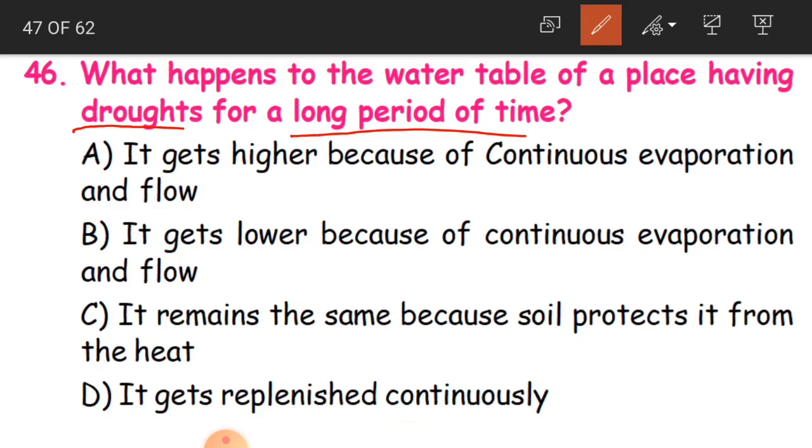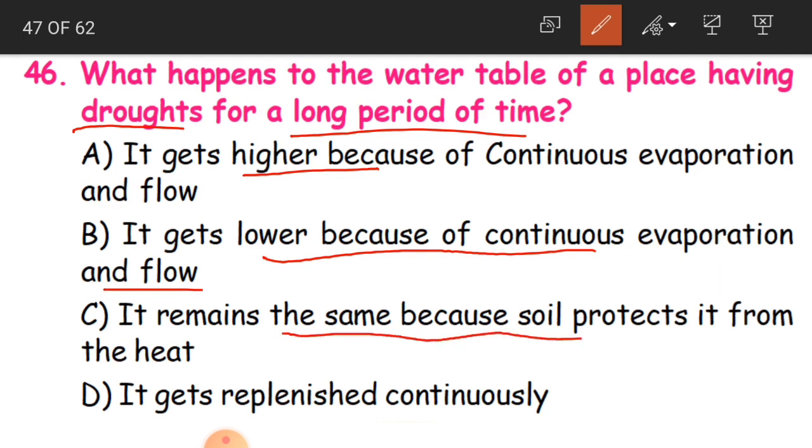A option is it gets higher because of continuous evaporation and flow. B option is it gets lower because of continuous evaporation and flow. C is it remains the same because soil protects it from the heat. D is it gets replenished continuously. Sorry, it gets replenished. Replenished means filled up. Suppose this is the water table, and if you want to show it in a graph, then if water is there, if rains are there, it is going to increase. This line is going to increase.